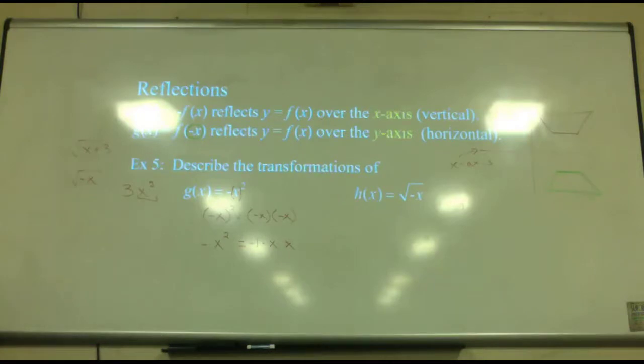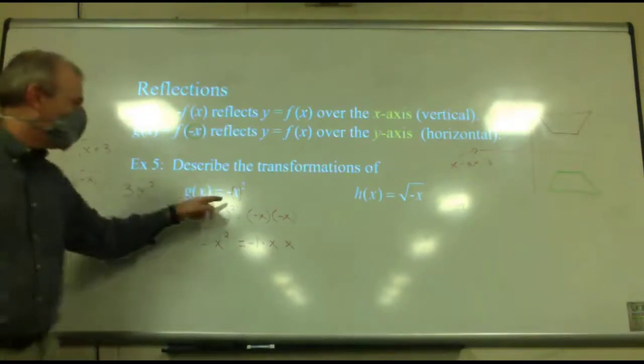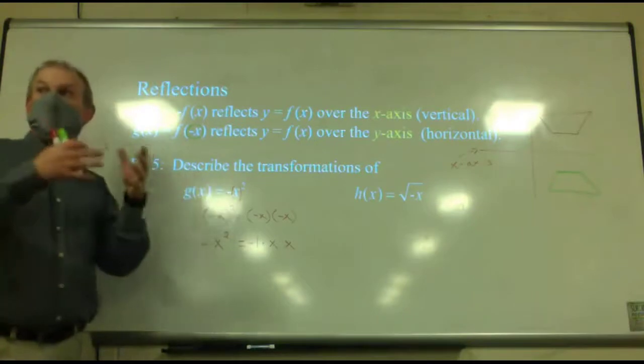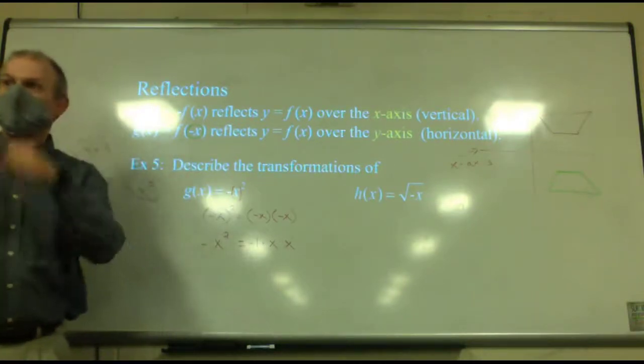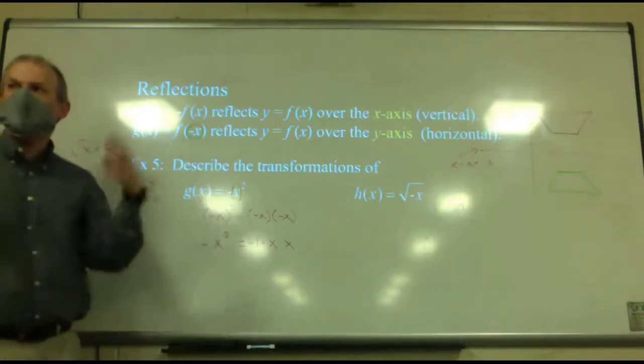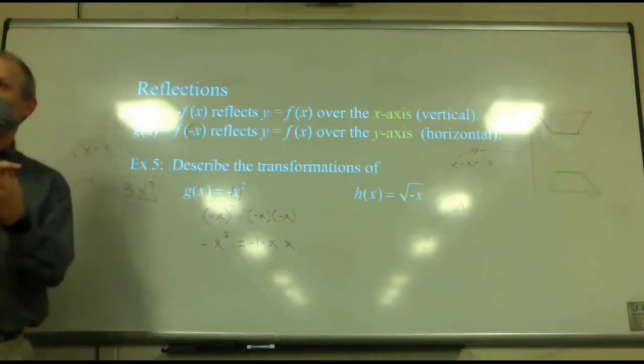Okay. That's a tough one. So why is that one over the vertical? That's where I'm confused. Why is this one vertically? Because the negative is not affecting the x, so it doesn't affect left and right. It affects up and down. That's what this one is doing, because that negative is not grouped in with the x.